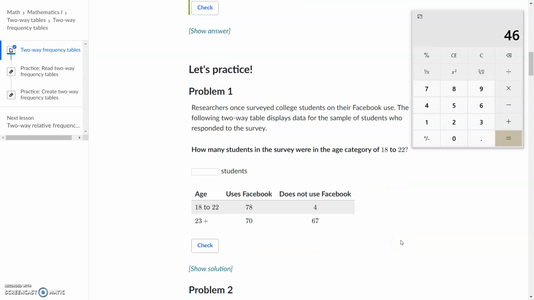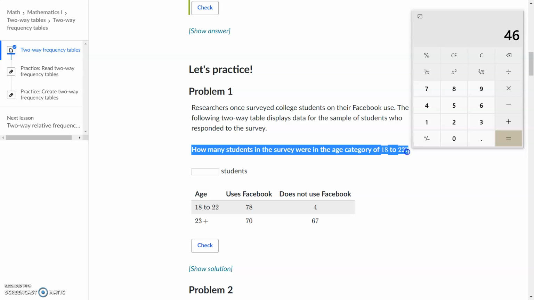Okay, a couple practice problems together before you attempt the homework. Researchers once surveyed college students on their Facebook use. The following two-way table displays data for the sample of students who responded to the survey. How many students in the survey were in the age category of 18 to 22? So we have the two-way table down here. Uses Facebook versus does not use Facebook. And then the ages 18 to 22. And then 23 plus would mean 23 and over. So how many students were between 18 and 22?